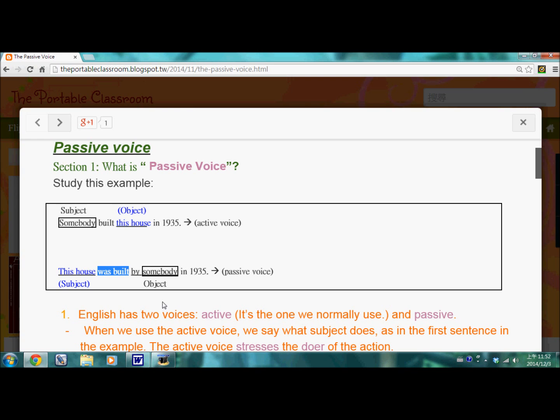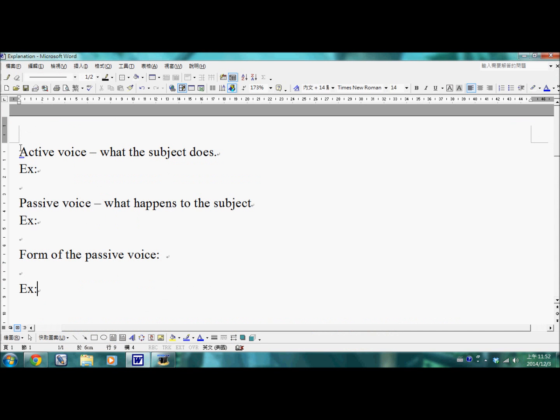Okay, let's look at some examples over here. Active voice, we want to know what the subject does. So we always start with a subject that does the action. For example, like he painted the wall. So we know he actually does this action to the wall.